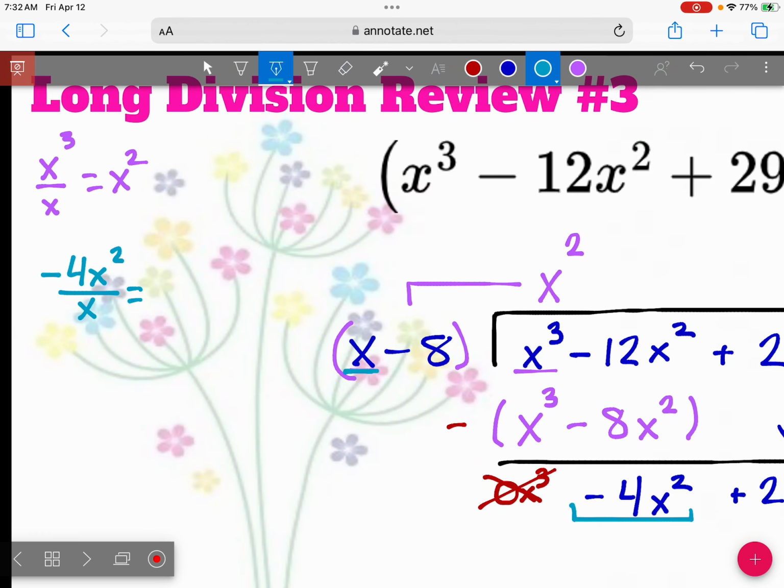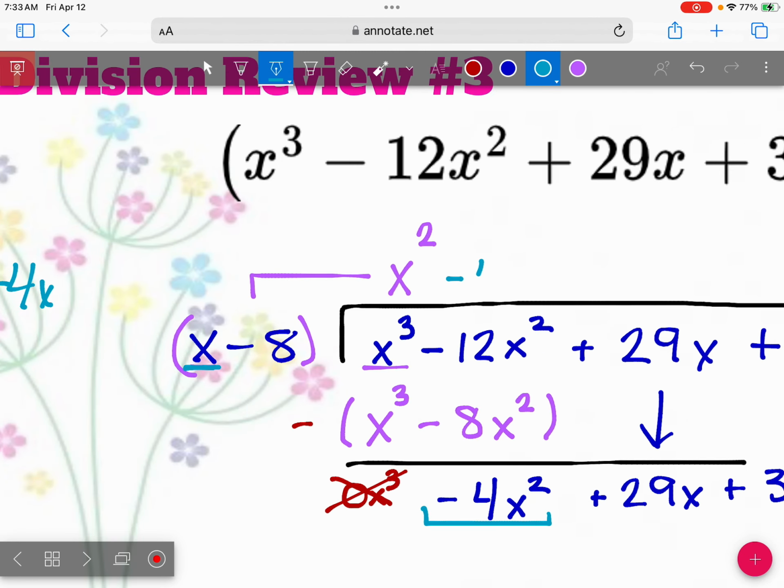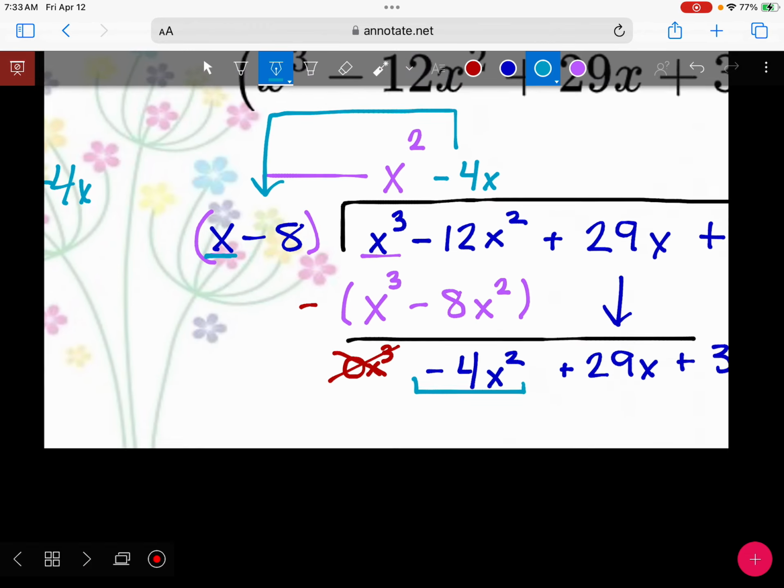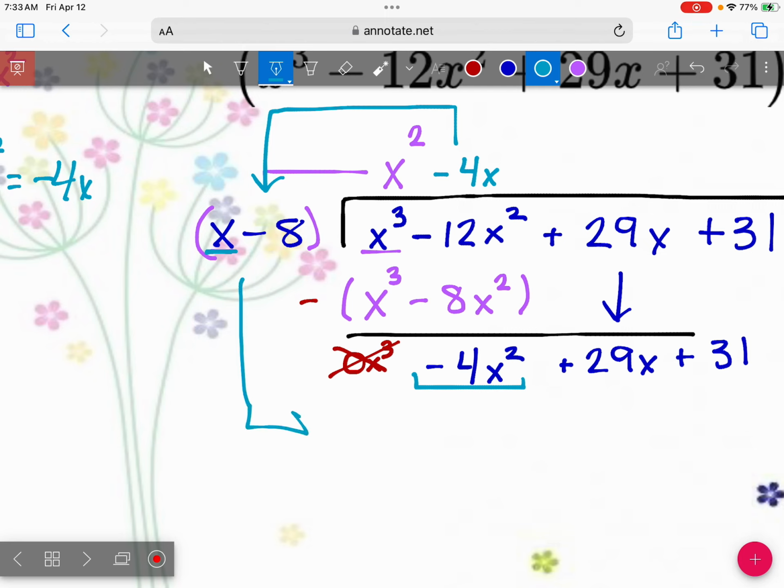Negative 4x, exactly right. So that's our next term on the top, negative 4x. Just like we did with the purple piece, we're going to take this and multiply it by the whole term and put it down underneath over here. So negative 4x times x gives us negative 4x squared. And negative 4x times negative 8 gives us a positive 32x.